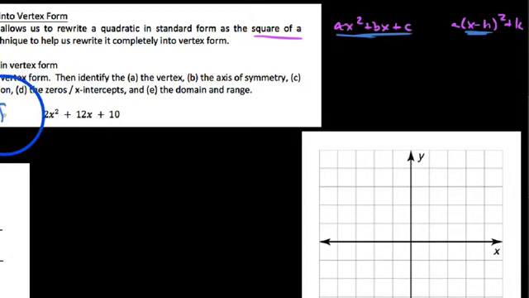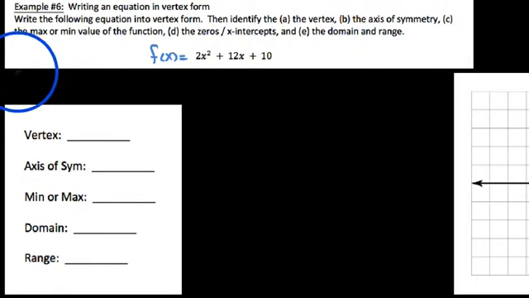But the first thing I want to do is start by amending a little f of x equals here. We've got some function in standard form. It says write the following equation into vertex form, then identify A, the vertex, B, the axis of symmetry, C, the max or min value of the function, D, the zeros, or what we call the x-intercepts, and then also the domain and range after we sketch it.